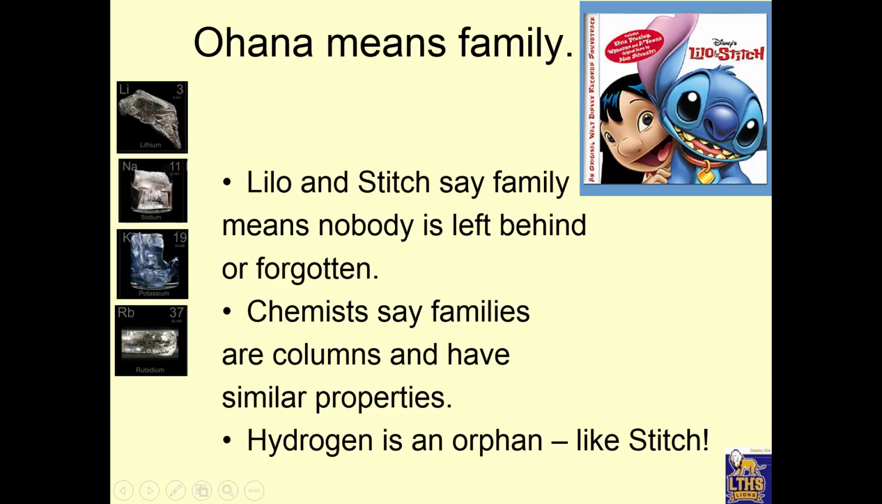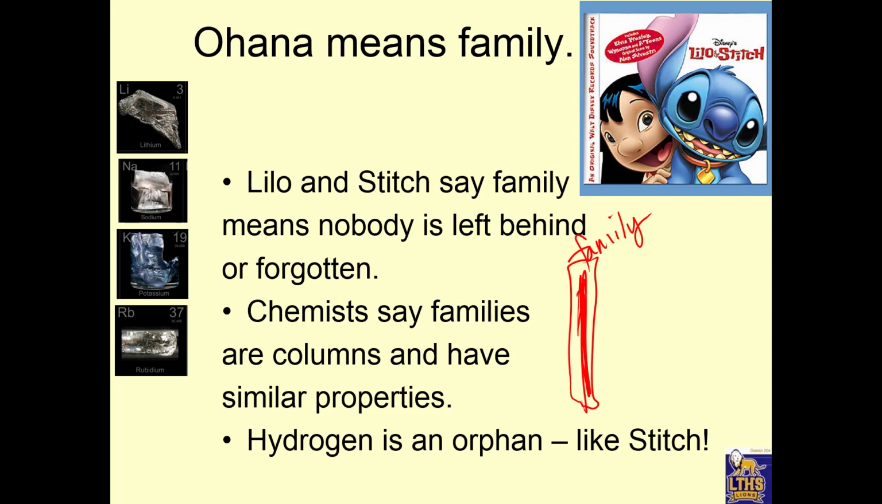Ohana means family. Hey, Lilo and Stitch. Lilo and Stitch say family means nobody is left behind and forgotten. What chemists say is families are columns on the periodic table. All right, so a periodic table column is a family, also known as a column or a group. They have similar properties, and that's why they're in the same family.